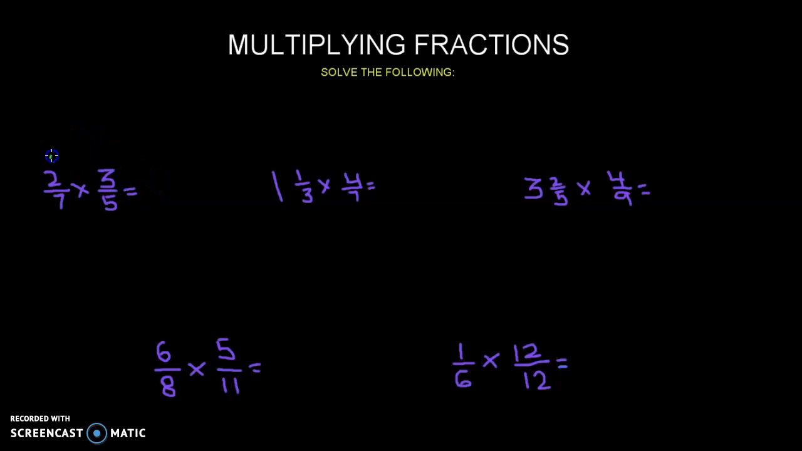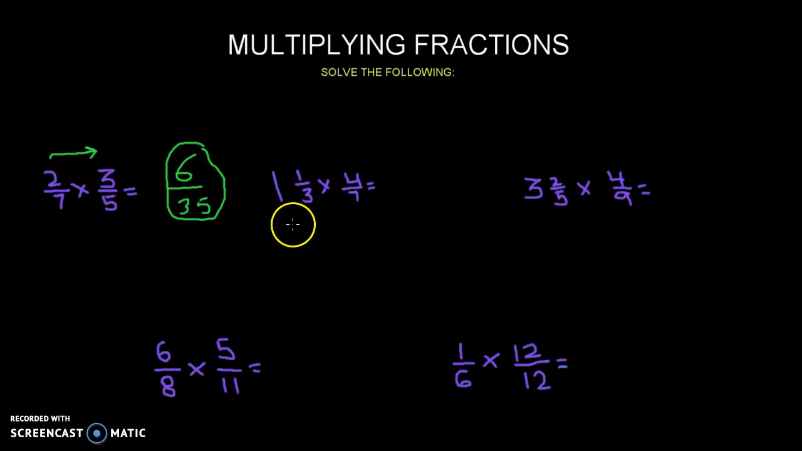So all you have to do is this. You multiply it like that. And 6 over 35, yeah, that's your answer. It's that easy. What about the other one? It's the same. But for this one here, you turn it into an improper fraction.